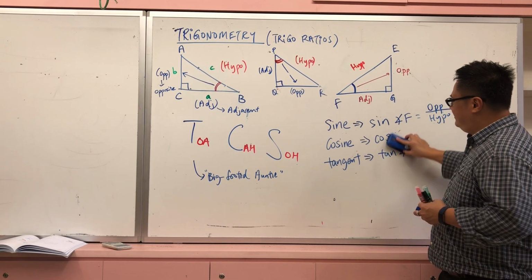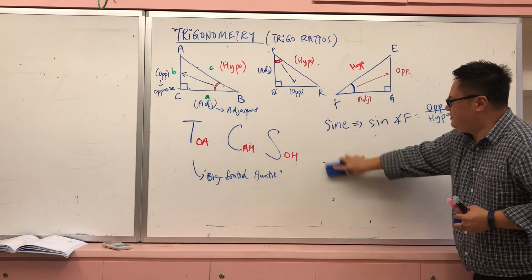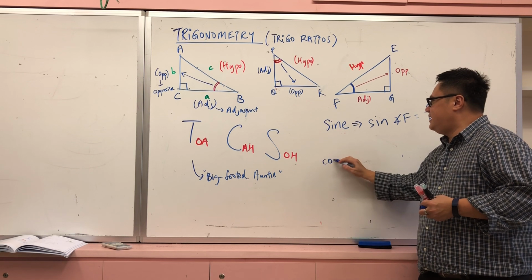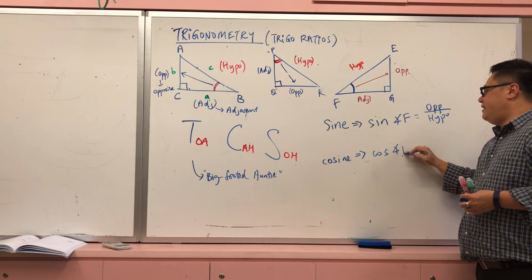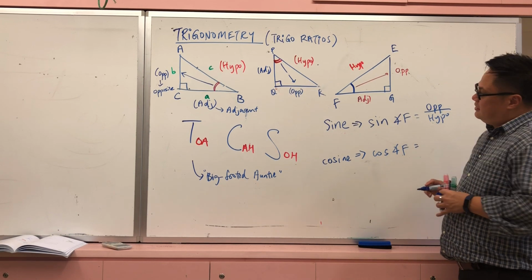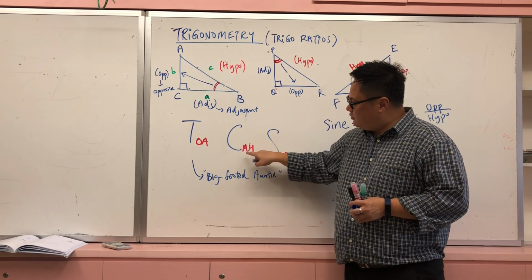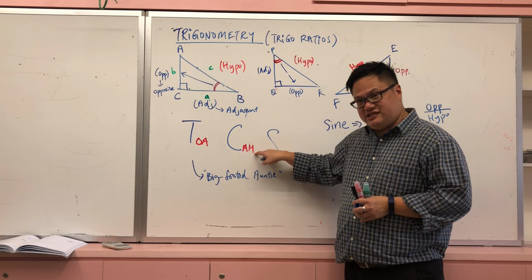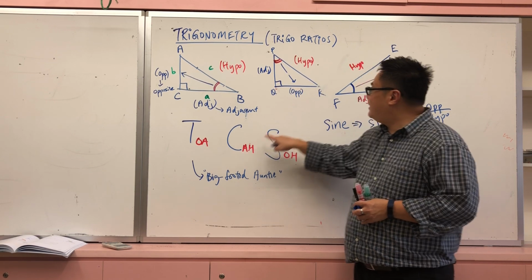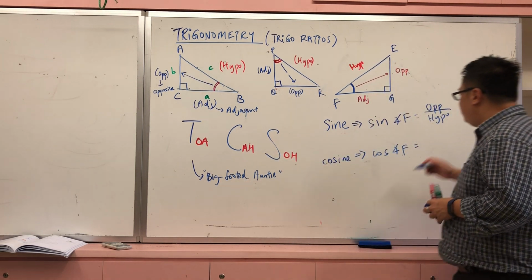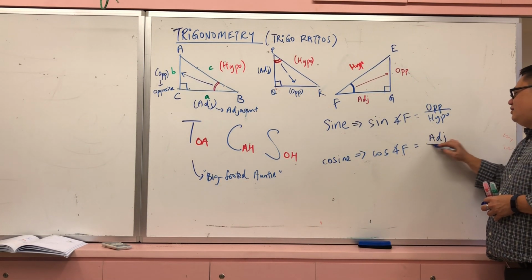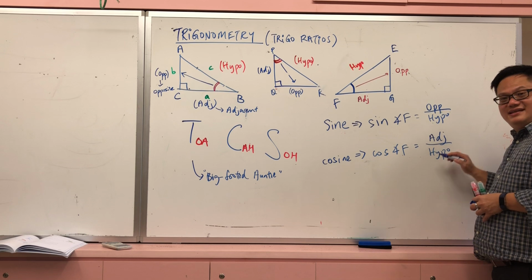Okay, can? So cosine. So cosine of an angle F. What is cosine? Cosine is equal to, you notice, AH. So A stands for, make a guess, adjacent, right? A stands for adjacent over hypo. So adjacent over hypo. Is that okay?